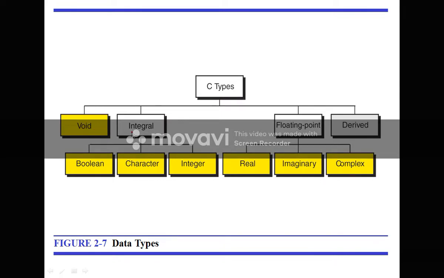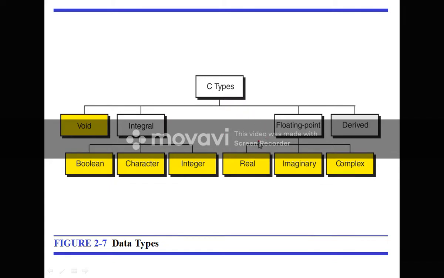Next is integral. In an integral data type, there are again three types of data: boolean, character and integer. Boolean is used to store the value 0 or 1. Either we can store the value 0 or 1. Character is used to store the alphabets. In a character data type, we can store alphabet values, and the integer data type is used to store the whole numbers or whole values.